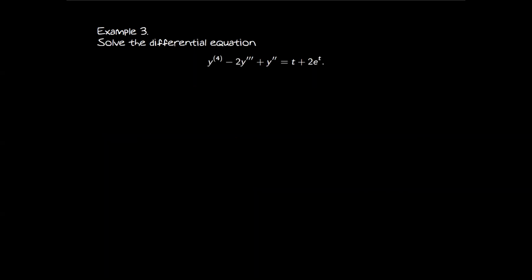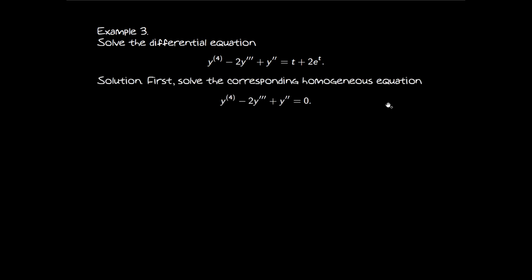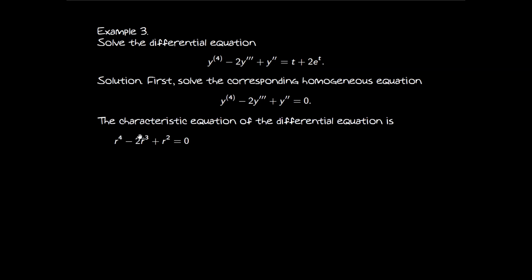Example 3. Now we need to solve this differential equation. And once again, we're going to use 3 steps. So step number 1, we solve the corresponding homogeneous equation. And we're going to use a characteristic equation, which is a degree 4 polynomial, right? But you have only 3 terms.